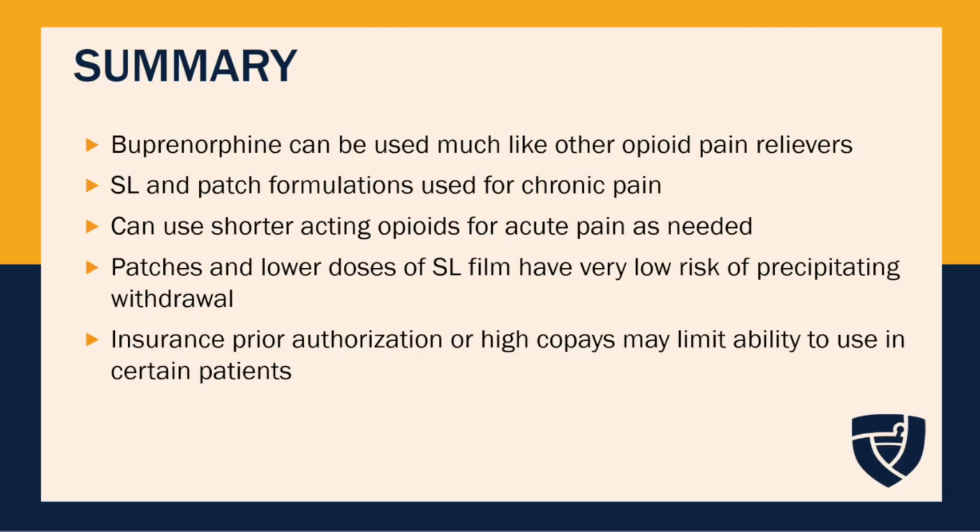So in summary, buprenorphine can be used much like other opioid pain relievers. It has sublingual and patch formulations for chronic pain. You can use shorter acting opioids for acute pain as needed while patients are on the longer acting buprenorphine products. Patches and lower dose sublingual films have very low risk of precipitating withdrawal if used and dosed appropriately. And insurance prior authorization or higher copays may limit the ability to use buprenorphine in certain patients.